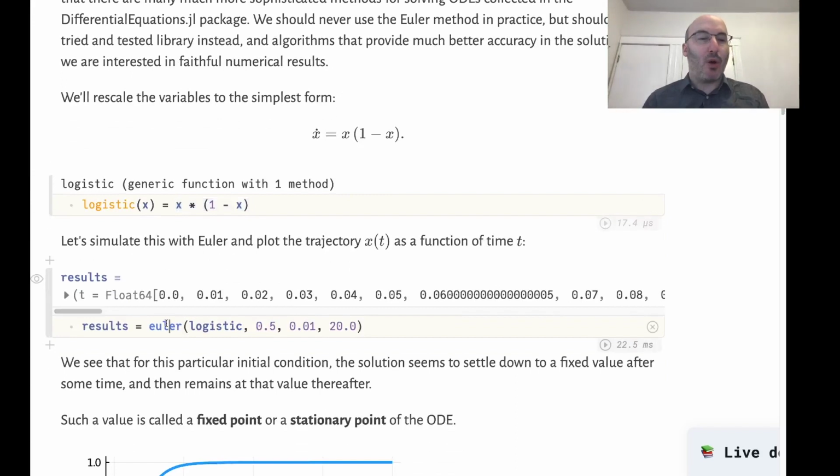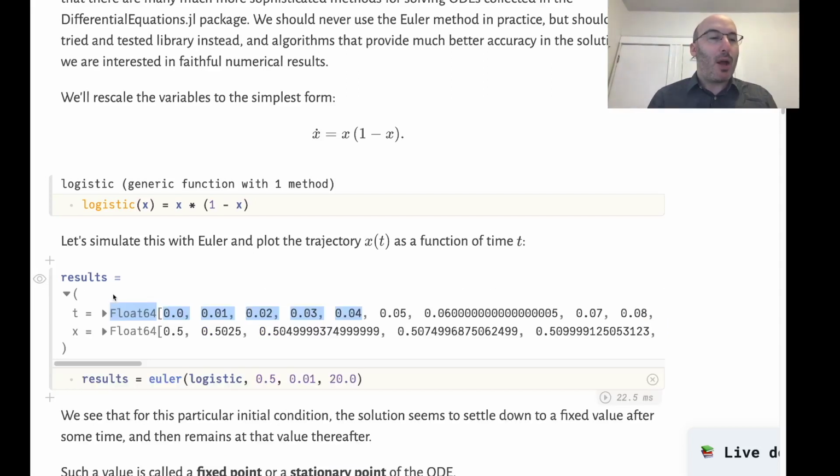And then I'll use the Euler method to solve this equation. We're just stepping forwards in time with a fixed time step h. So here I'm saying that the initial condition is 0.5, the value of h, the time step size, is 0.01, and we're going to finish at time 20. And I'll store that in results, and we see that that gives me a vector of times at which I'm evaluating the approximate solution, and the solution itself, x, is another vector of floating point numbers.